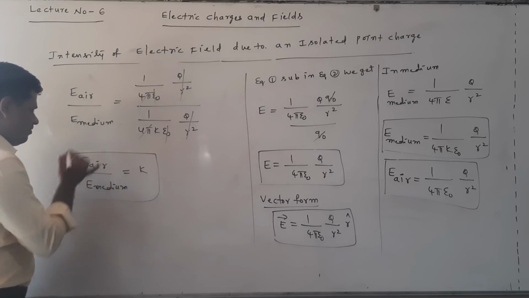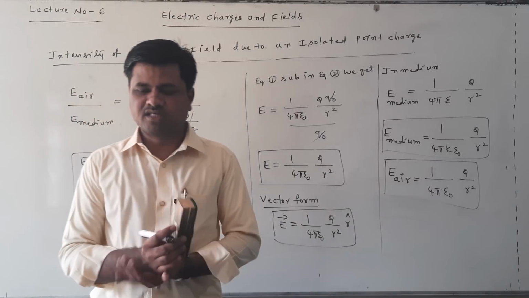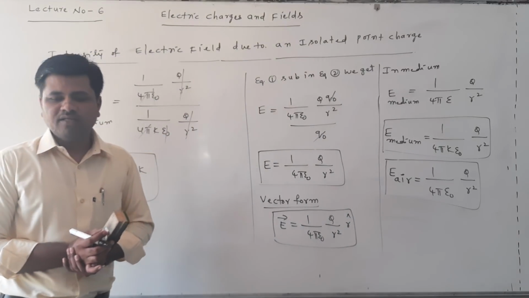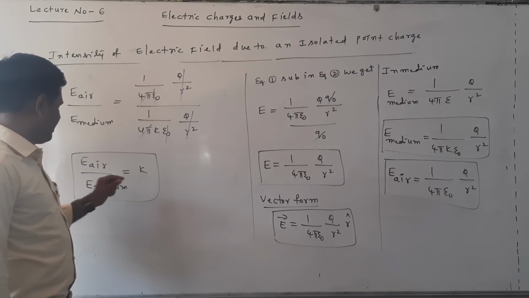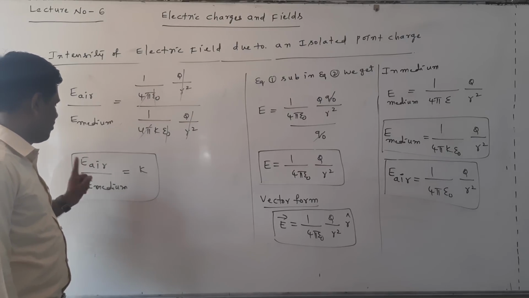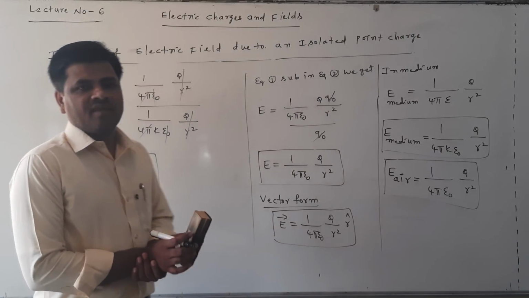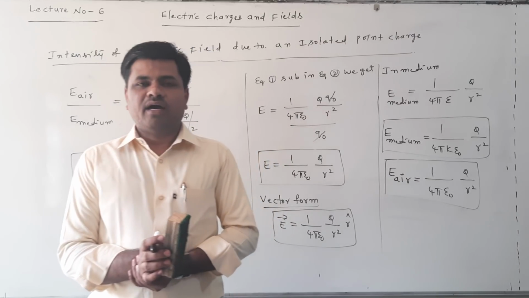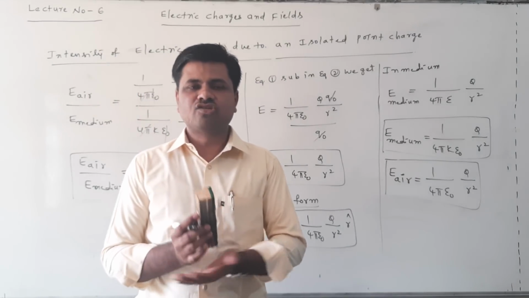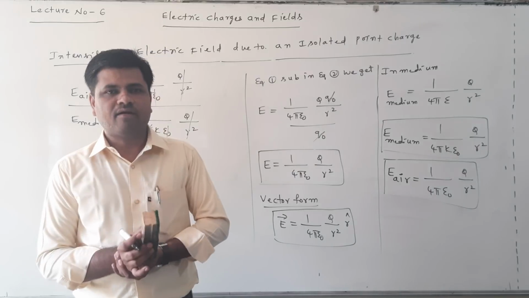From this we can give the definition for the dielectric constant also. The dielectric constant can be defined as the ratio of the electric field intensity in air to the electric field intensity in the medium. The ratio of these two is called the dielectric constant.